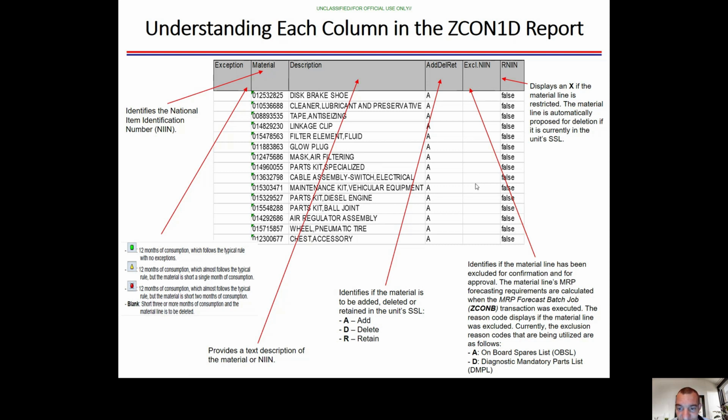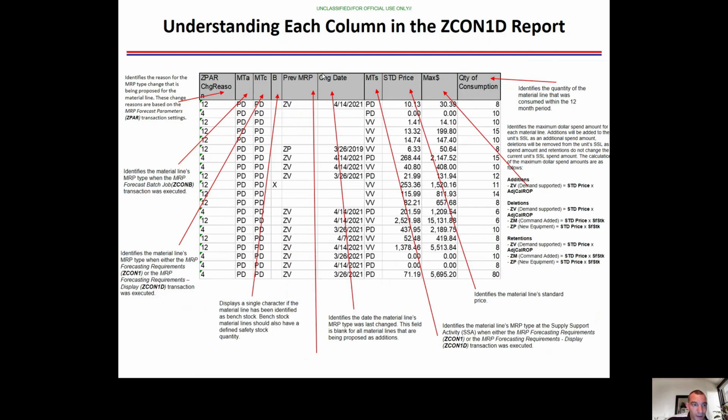This column here, excludes NIN, identifies the material line has been excluded for confirmation and for approval. The material line's MRP forecast requirements are calculated when the MRP batch job ZCON Bravo transaction was executed. So this is just pulling this stuff here. Currently the exclusion reasons are being utilized, so you could have two different codes here: alpha or delta, onboard spares, or diagnostic mandatory parts. All right, so going into the next part.